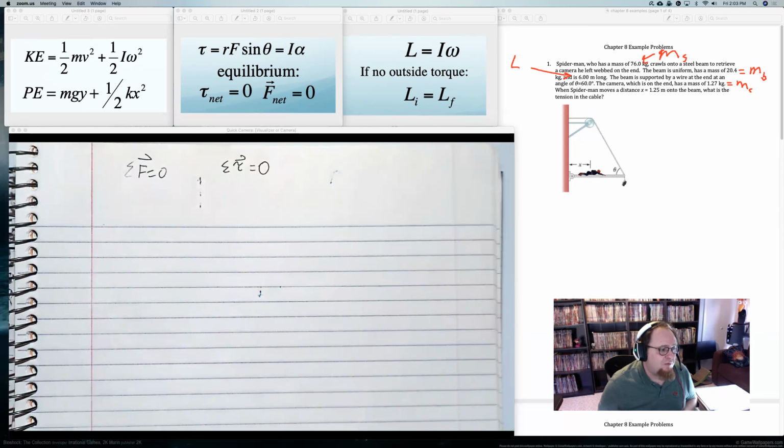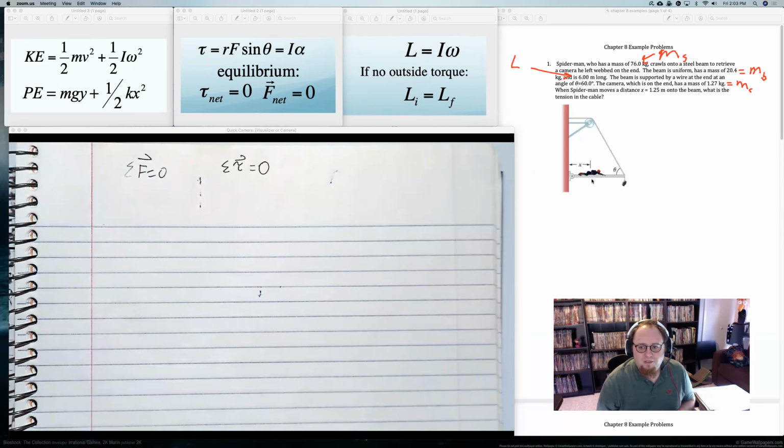Now, there are very few people in the room, but I'm going to try this anyways. What forces are acting on this beam? If you guys are willing to unmute and tell me, what forces are acting on the beam? I saw you unmute, but didn't hear you.